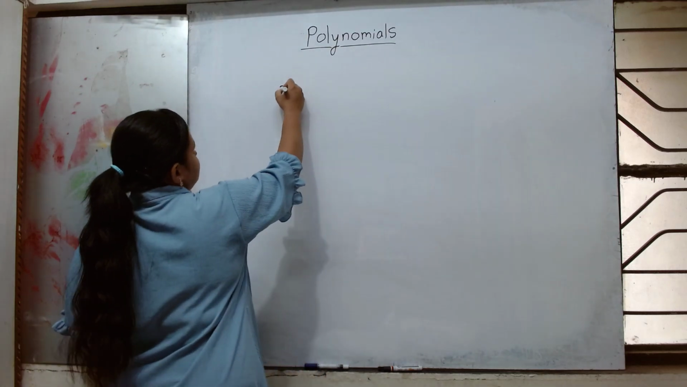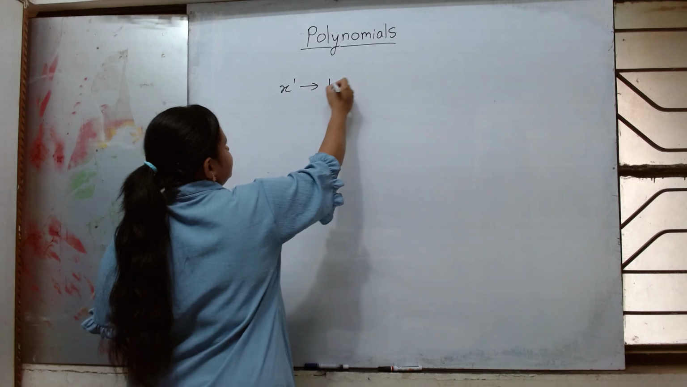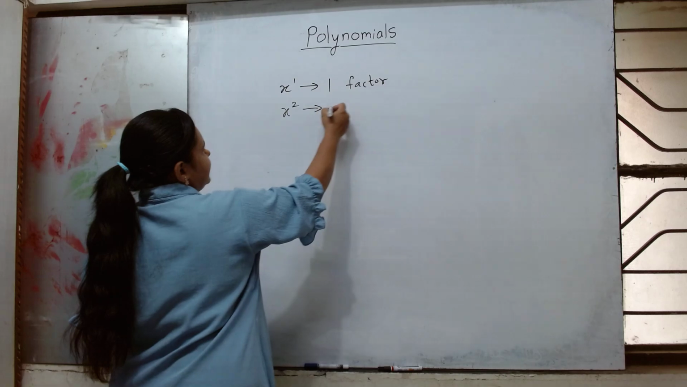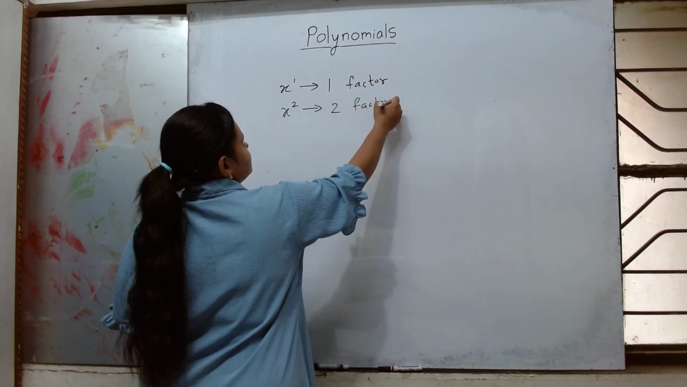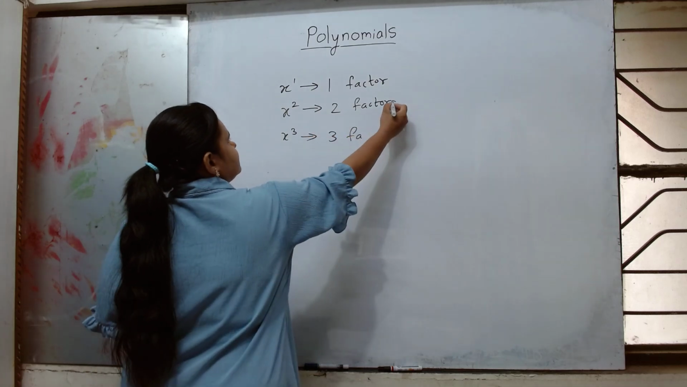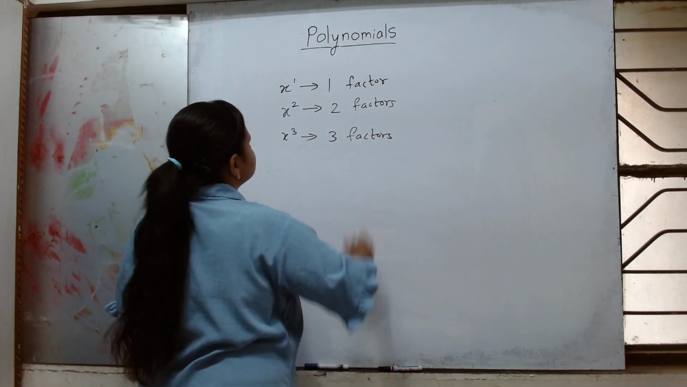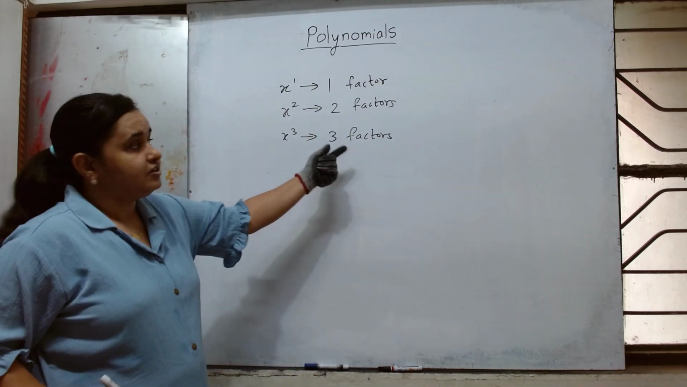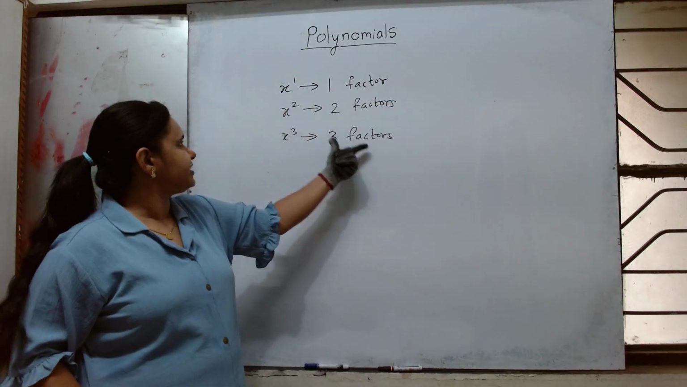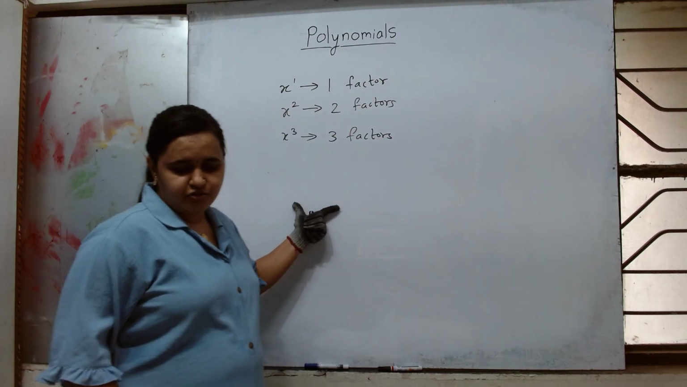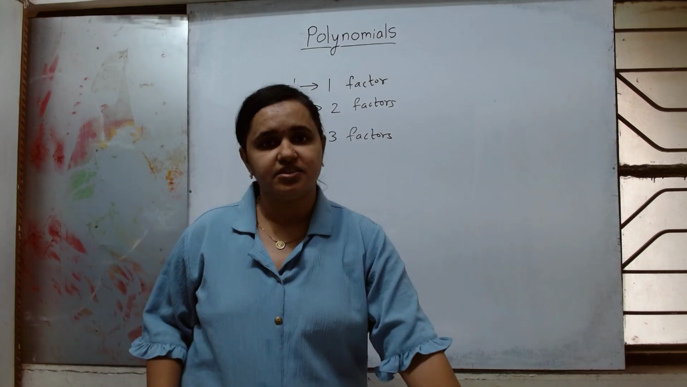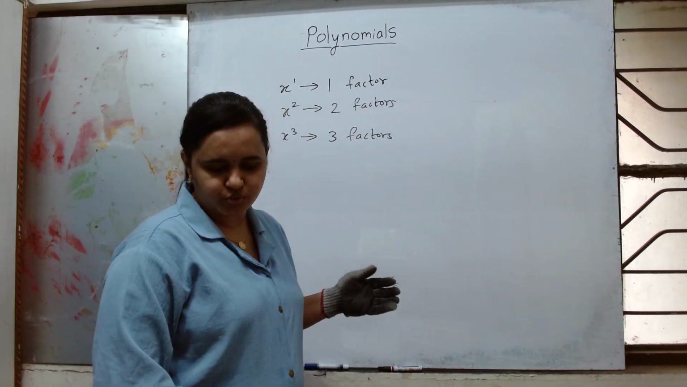A polynomial with degree 1 has 1 factor. A polynomial with degree 2 has 2 factors. A polynomial with degree 3, that is a cubic polynomial, has 3 factors. Likewise, the factors are finite. So every polynomial has a finite number of factors is a true statement. So the first statement is true.